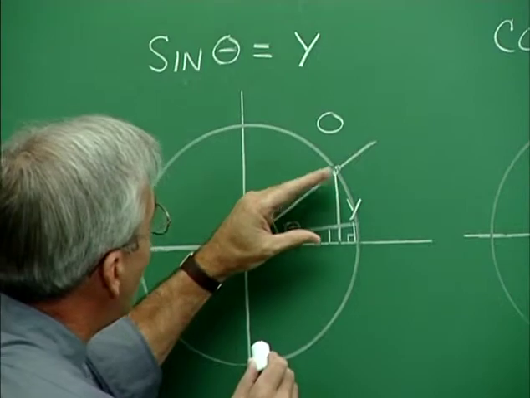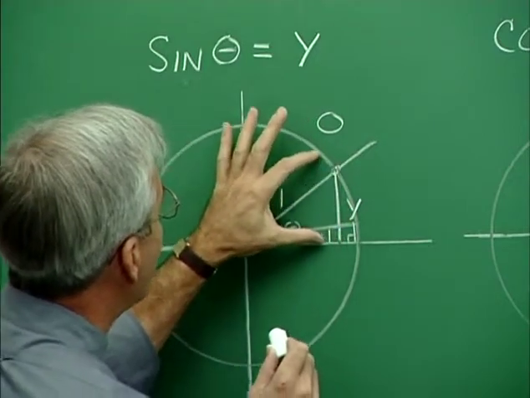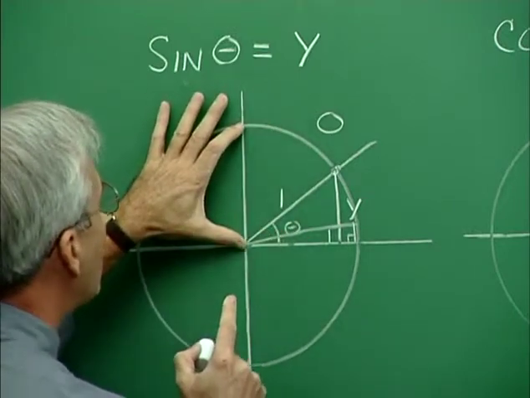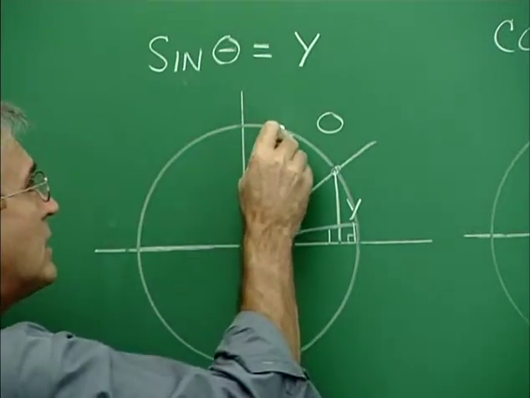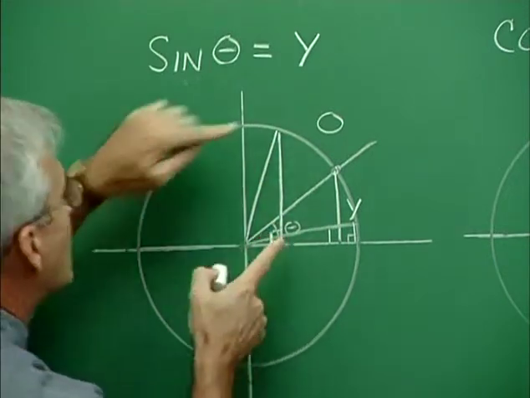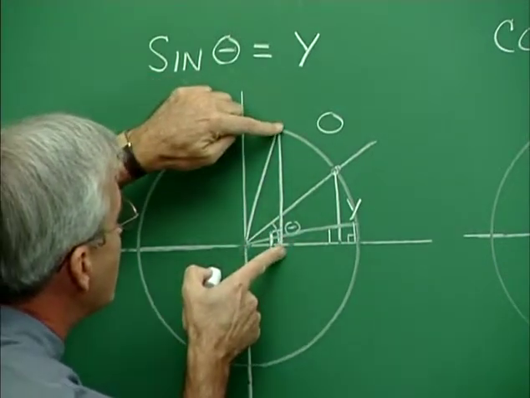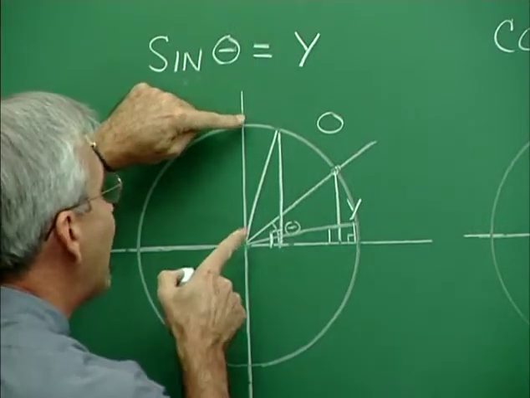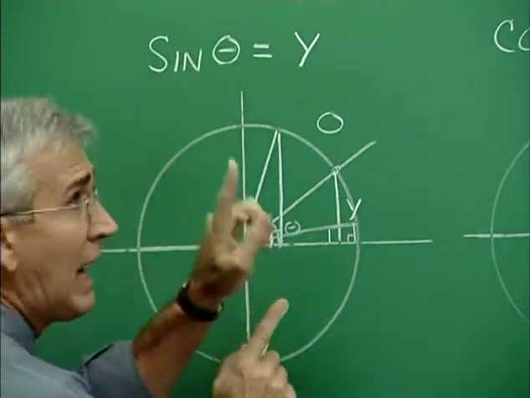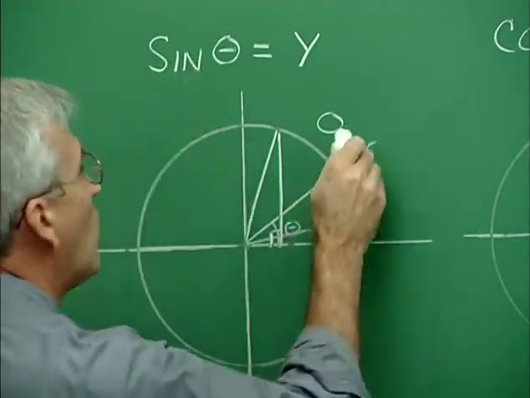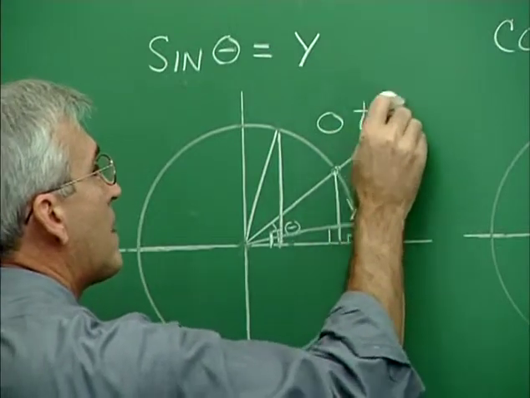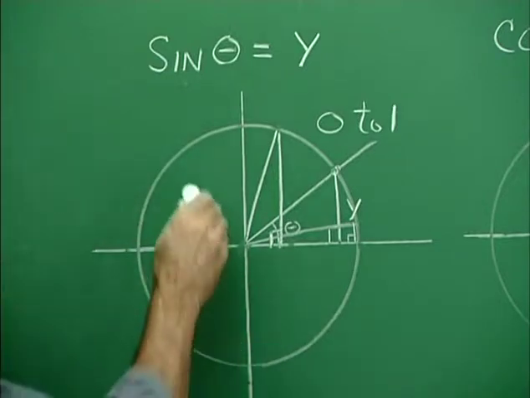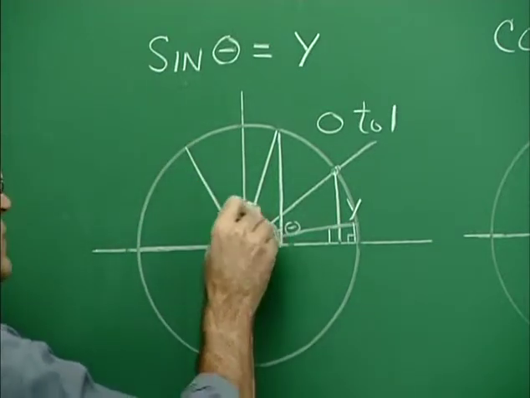And then as theta gets larger, larger, larger, the value of y gets bigger, bigger, bigger, and therefore the sine of theta is getting bigger, bigger, bigger. But how big can it get? Well, it gets right up here in this neighborhood. You see, y starts to approach 1, and when we get to 90 degrees, it's exactly 1. And so the value for sine theta, that is the value of y, is changing from 0 to 1 in the first quadrant. Okay, 0 to 1.